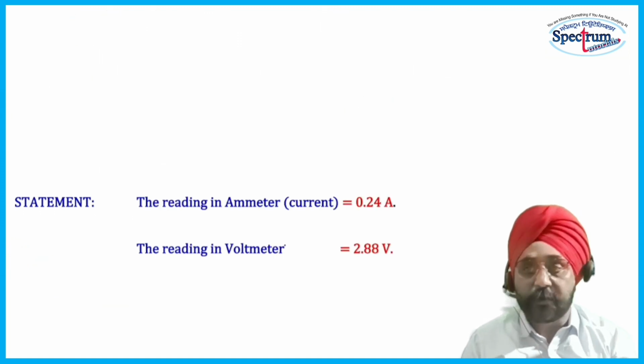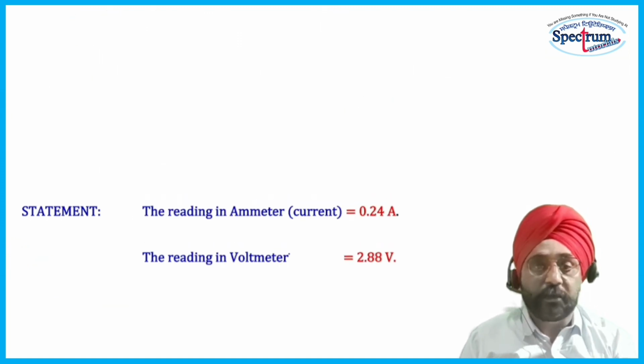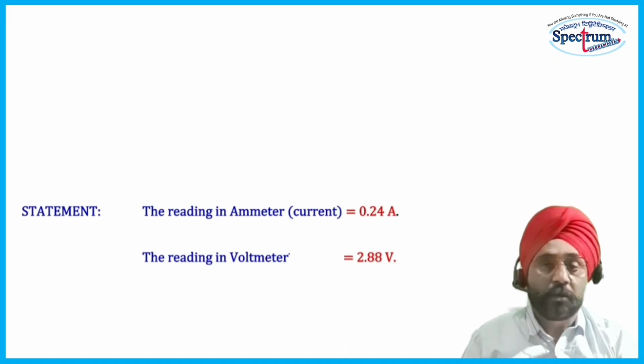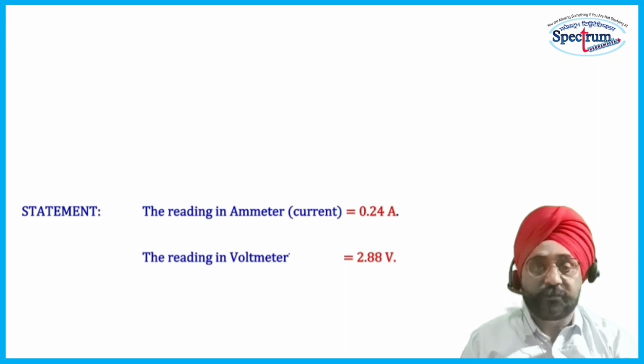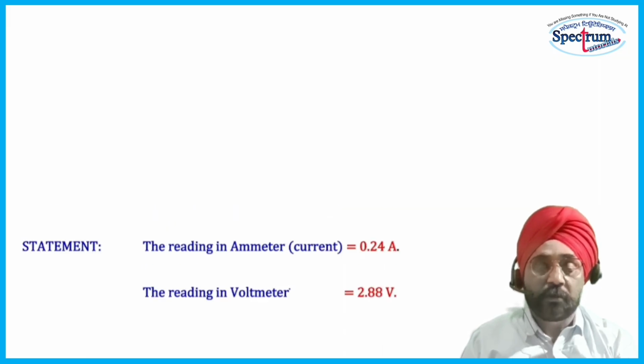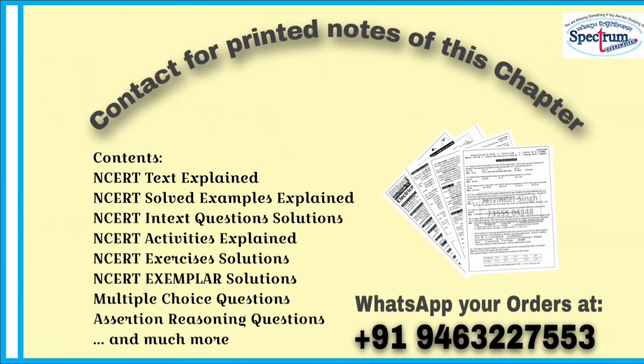Writing the statement, the reading in ammeter is 0.24 ampere. Total current in the circuit is 0.24 ampere. Reading in voltmeter is 2.88 volt. Potential across 12 ohm resistor is 2.88 volt.